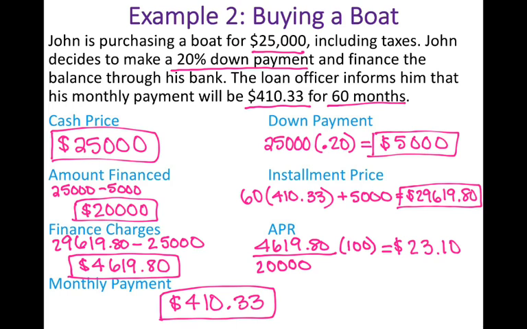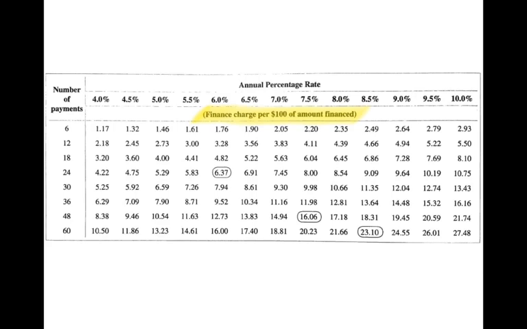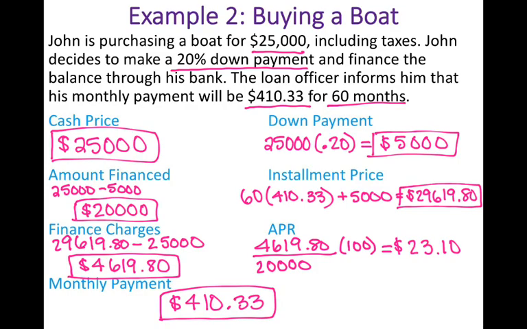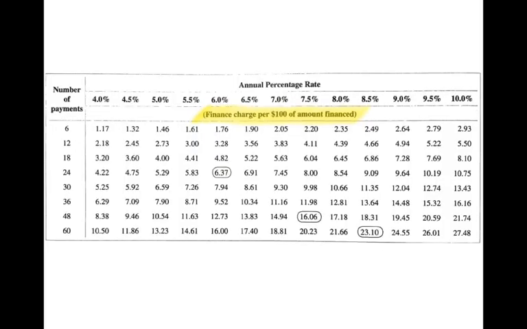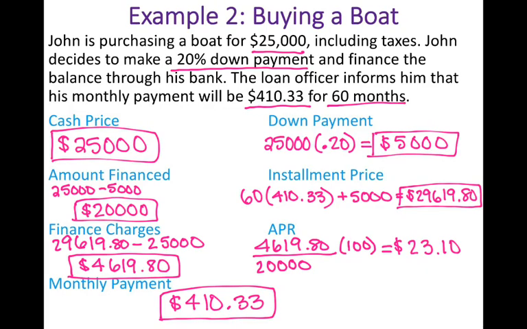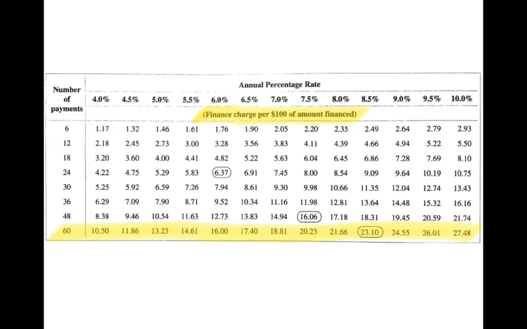Now I'm going to go back to my table. Here's the table we're going to use. John's boat was financed for 60 months, so I'm going to look at the row that has 60 months. What I'm looking for is the amount that is closest to what we calculated. It doesn't have to be exactly $23.10, which in this problem it does end up being, but it has to be very close if it is not exactly a number you see on the table. I do see the $23.10, it is right here.